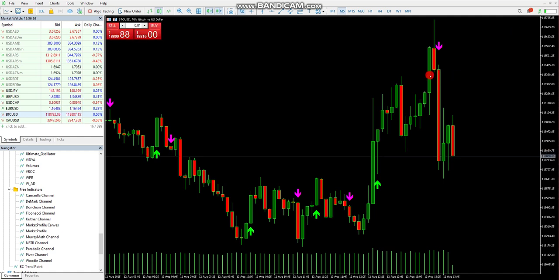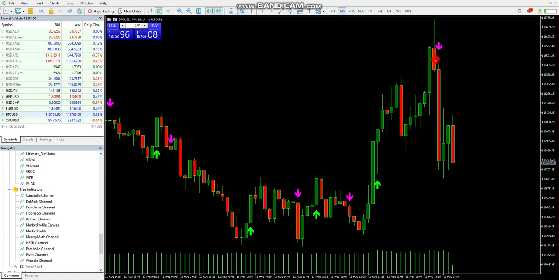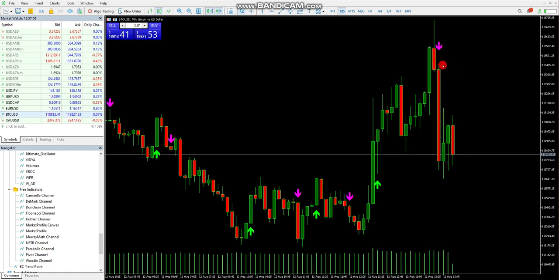This is the MT5 trading strategy. It's a beautiful strategy for scalping and trading gold, forex, crypto, any pair. Apply and enjoy your trade.